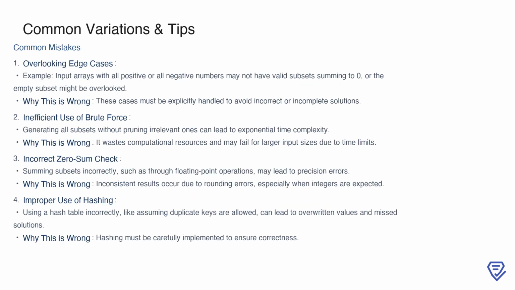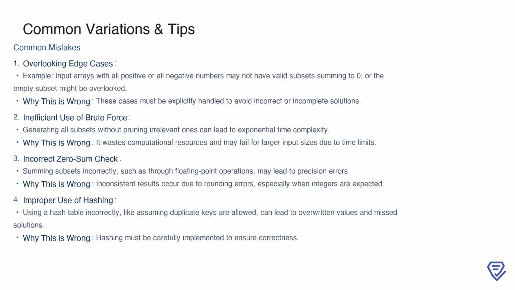When solving problems that require finding subsets summing to 0, there are several common mistakes to be aware of. First, overlooking edge cases can lead to incorrect solutions. For example, if the input array contains only positive or only negative numbers, it's impossible to find subsets that sum to 0. Similarly, failing to account for the empty subset as a valid solution can result in missed cases.